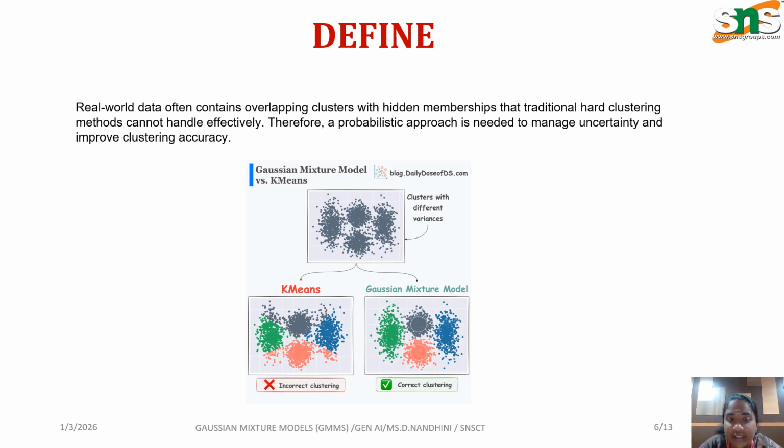Now we are defining the problem. The challenge is to group similar data points when we don't know the category beforehand. The traditional method like k-means assumes clusters are spherical, but real-world data often has overlapping clusters. The Gaussian mixture model solves this by assuming that the data is generated from multiple Gaussian distributions. Our objective is to identify these hidden distributions and classify the data accurately.